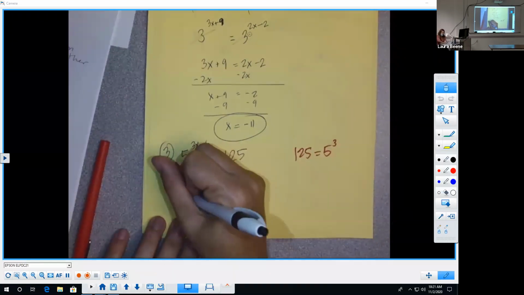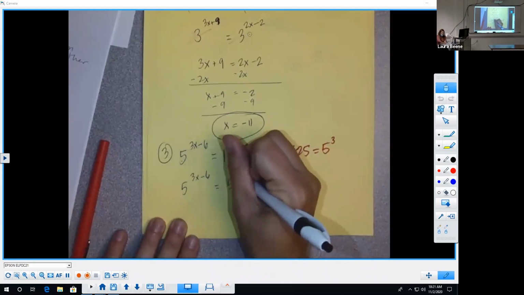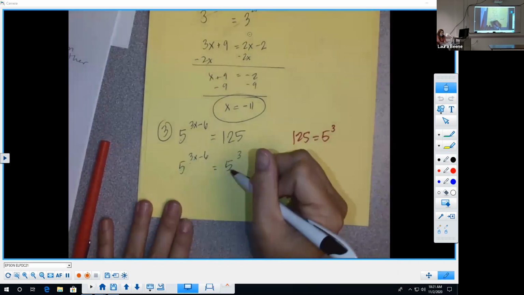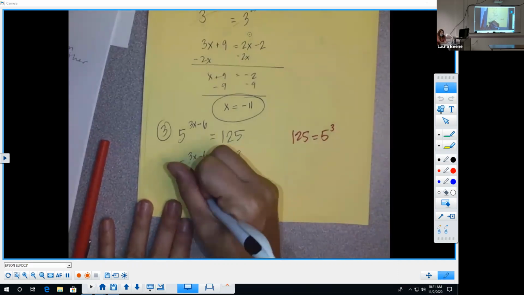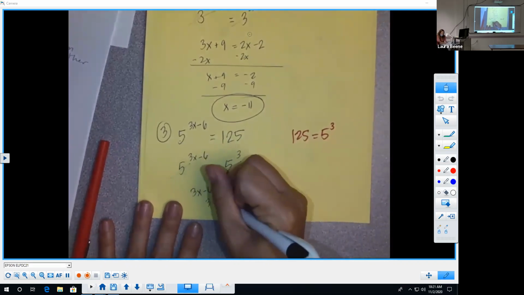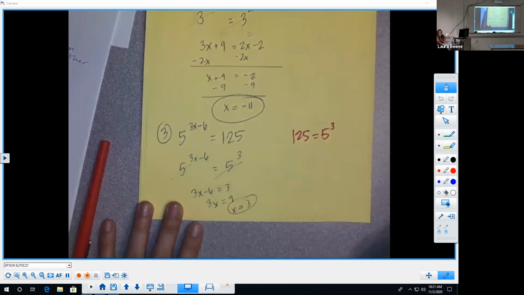So this becomes 5 to the 3x minus 6 equals 5 to the third power. And then we can just ignore the 5s at that point, and I get 3x minus 6 equals 3. To solve for x, add 6, and I get 3x equals 9. So x equals 3.